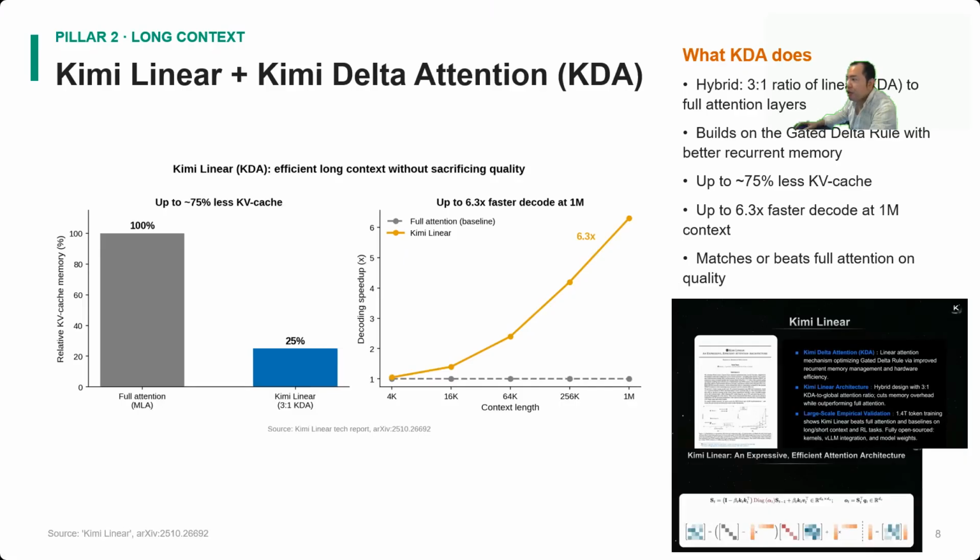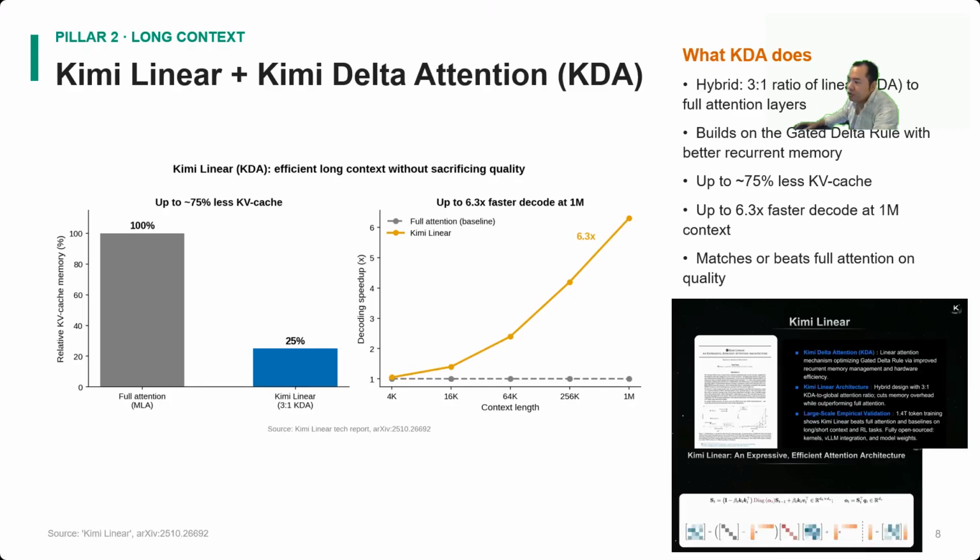Pillar 2 is where Moonshot gets genuinely inventive: long context. Full attention is quadratic, as we know, right? And the KV cache becomes a practical wall at long context. That is also a very hot topic in recent memory and optimization research.